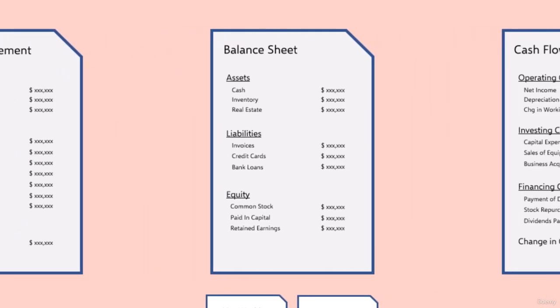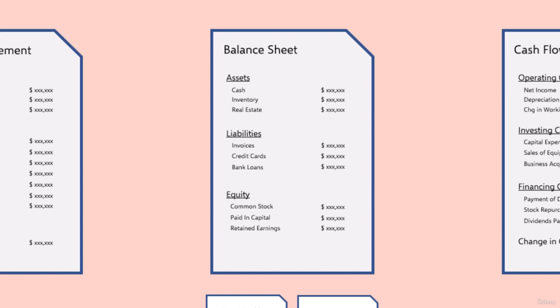The next statement is the balance sheet, which is a record of a business's assets, liabilities, and equity as of a specific date. Assets represent economic resources that a business owns. Common examples include cash, inventory, real estate, and so on. Liabilities represent claims on a company's assets by third parties. Think of a liability as a promise to pay in the future. Some common examples of liabilities include short-term payables, credit cards, bank loans, and so on. And finally, equity represents funds which are invested into the business.